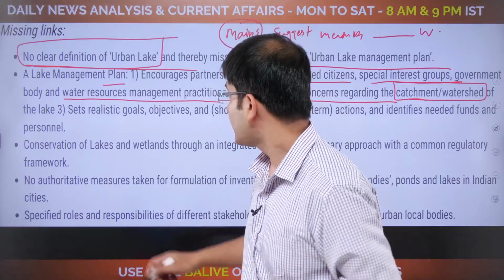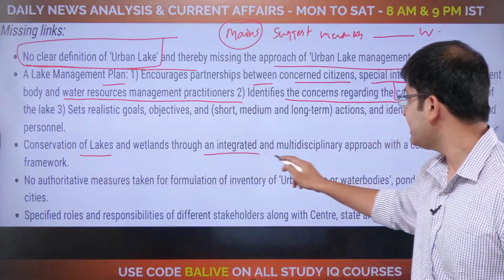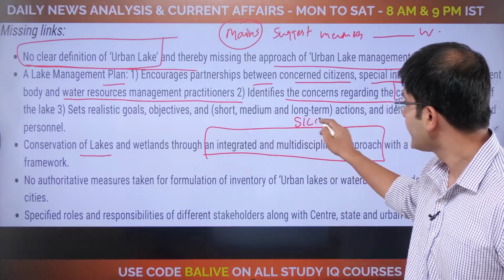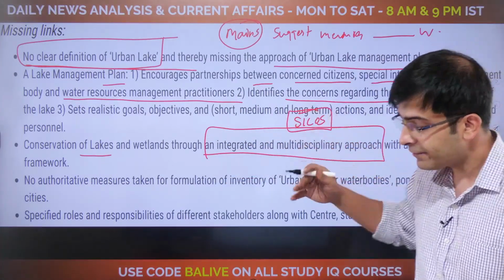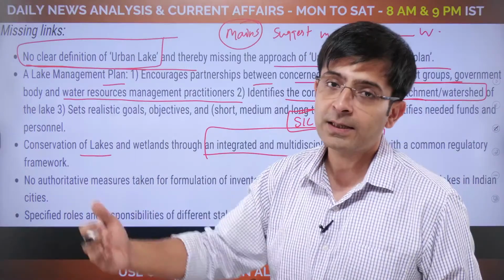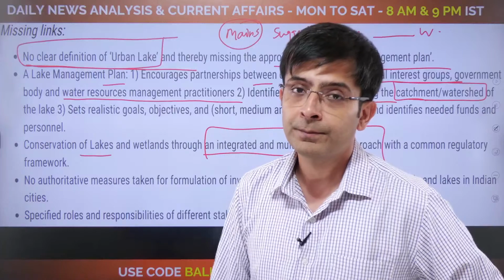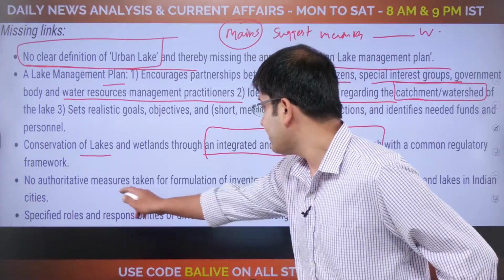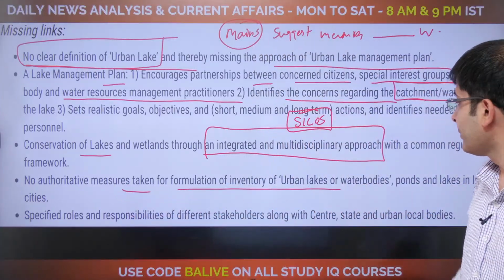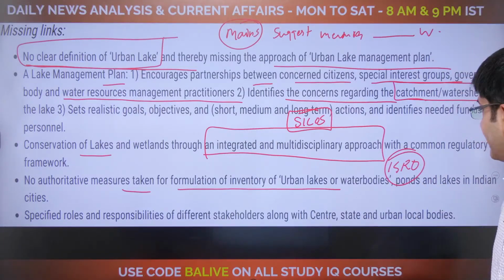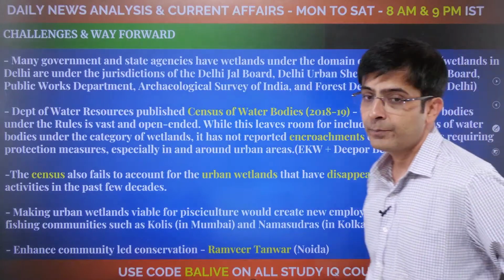All right. You are looking at conservation of lakes and wetlands through an integrated and multidisciplinary approach. Right now it is just in silos. The silo way of functioning is happening so far as wetland management is concerned. So absolutely wrong. Okay. No authoritative measures taken for formulation of inventory except for the ISRO survey. Nothing else has been done, and that happened in 2018.